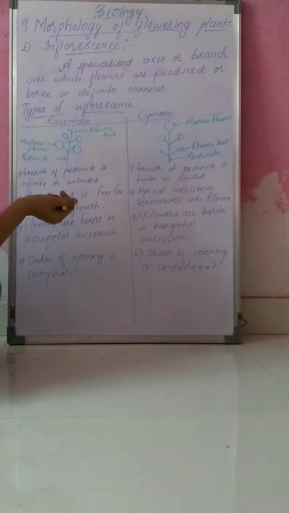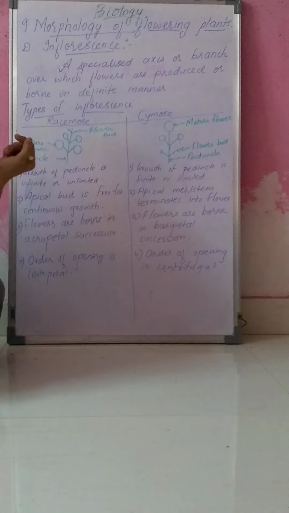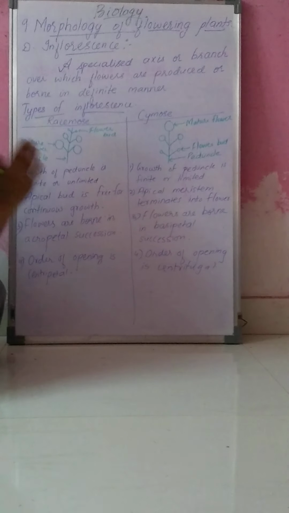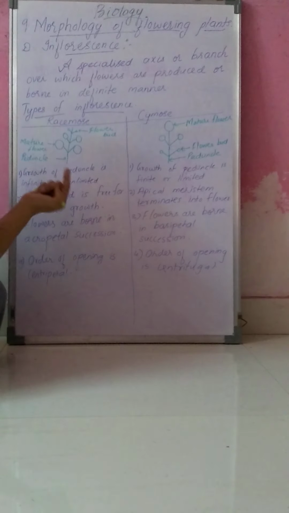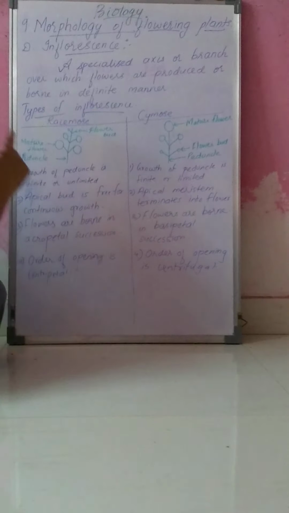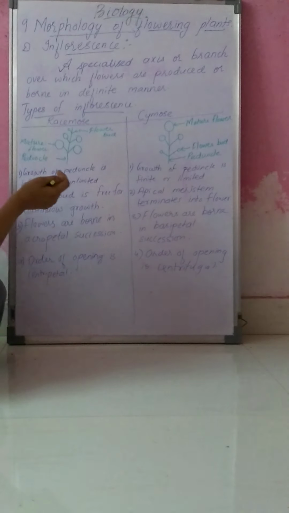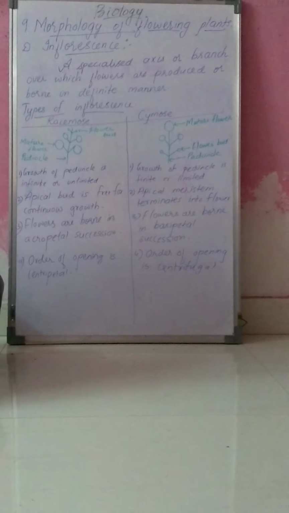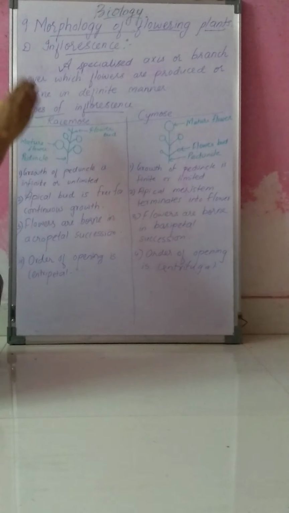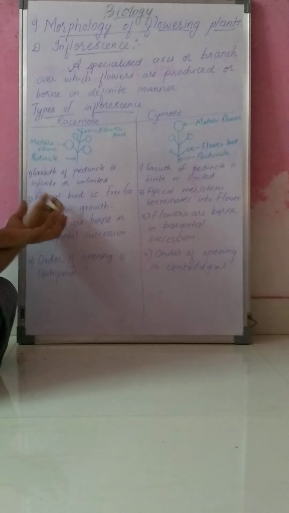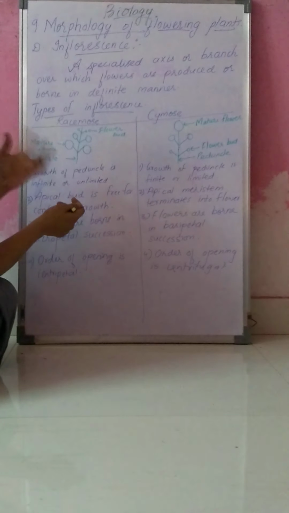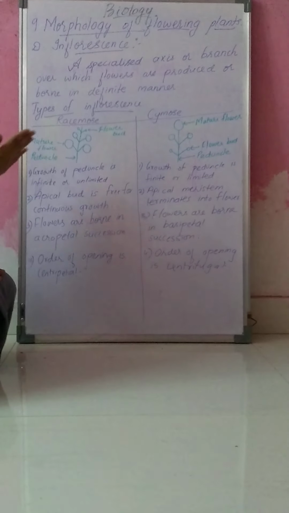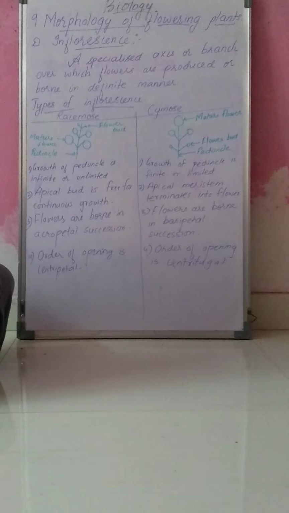You have seen rose. Rose is grown on a single axis, so we cannot call it an inflorescence because a single flower is produced. But in inflorescence, a bunch of flowers, many flowers are produced at a particular time. Okay? In inflorescence, you can see a bunch of flowers are produced at the same time. So we call it an inflorescence.